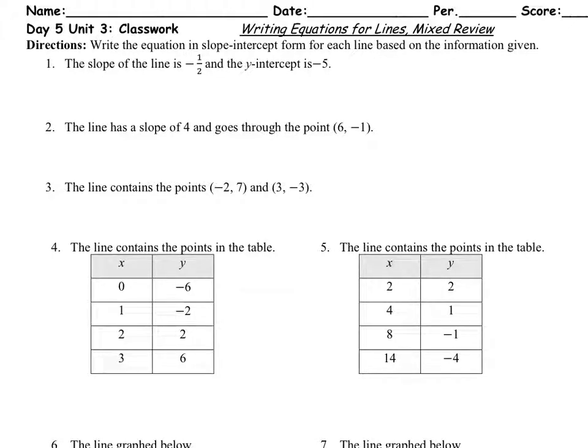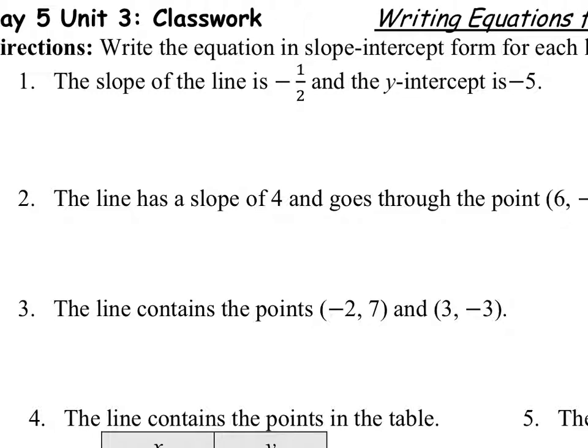So this is pretty much just a review of what we've covered already in this unit. So that's good because we are taking the test next time. Write the equation in slope-intercept form for each line based on the information given. So all of our equations should be written in slope-intercept form anyway. So we got y equals mx plus b.